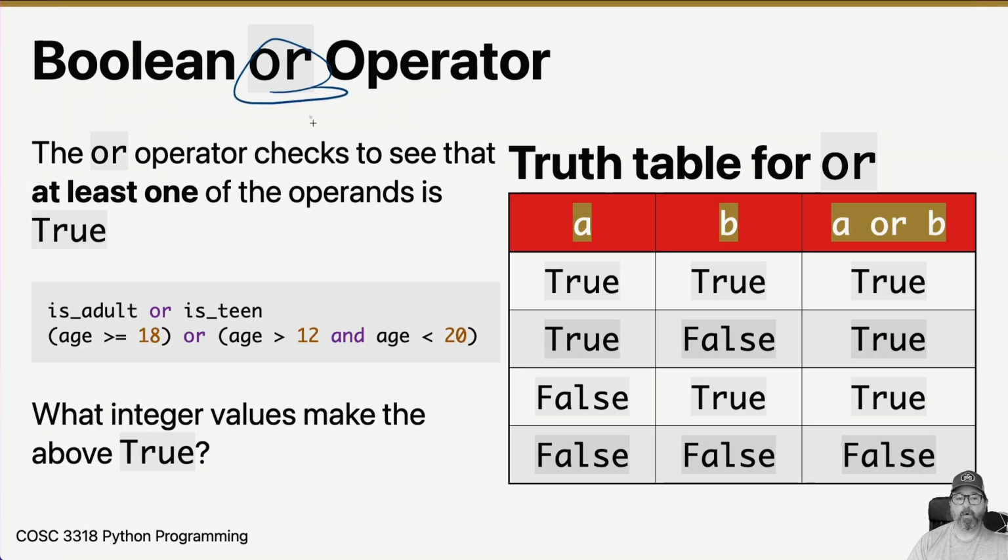All right, now let's look at the or operator. The or operator looks for at least one of the operands to be true. So true or true is true. True or false is true. False or true is true. And if both of them are false, then it's false.